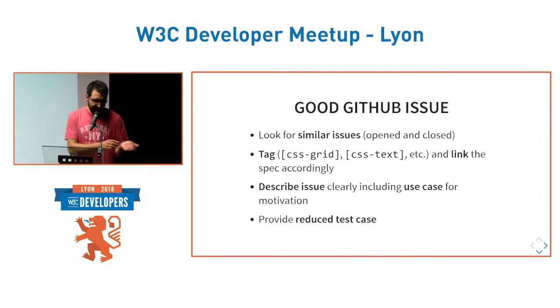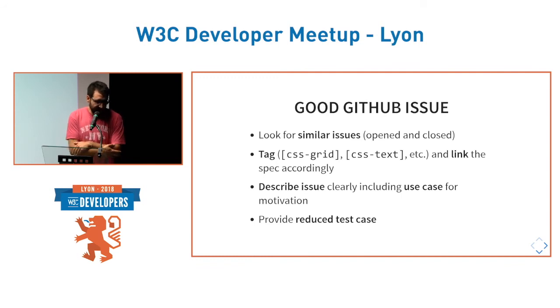And then to file a GitHub issue, it's like when you are filing a browser bug somehow. You need to look if there are other issues like that, or about that, even in the ones that are already closed, where you may want to provide feedback in that conversation or ask why it was closed or whatever. If you know what the spec is about, you should tag it and link the part of the spec that you are talking about.